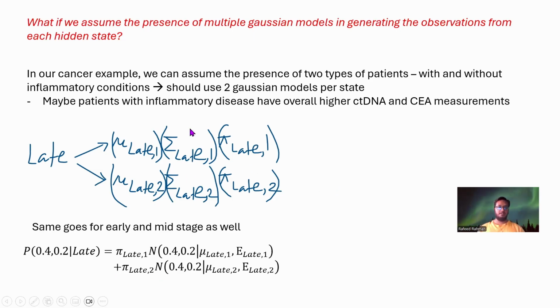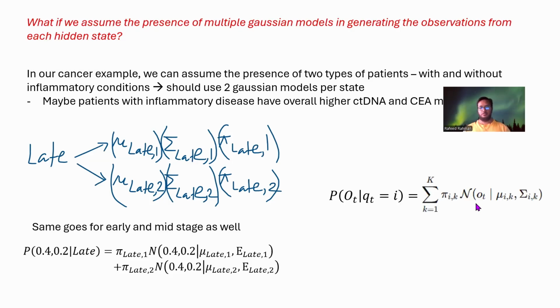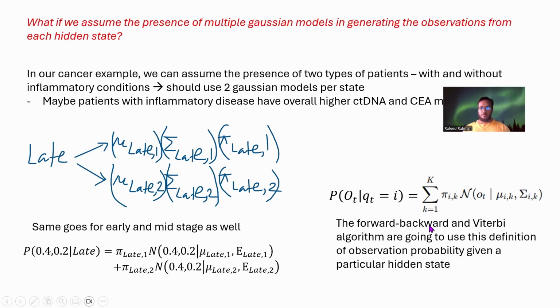Now understand that in this example, we are assuming that we have only 2 Gaussian models, but some people may use 3, 4, 5, etc. So what is the general formula? The general formula is quite simple. This is the exact thing that I did here. Instead, we are just putting summation k equal to 1 to K, because K can be anything. It can be 2, 3, 4, 5, etc. Now, the forward-backward algorithm and the Viterbi algorithm are going to use this definition of observation probability given a particular hidden state. That is the basic change in these 2 algorithms, and everything else is the same.